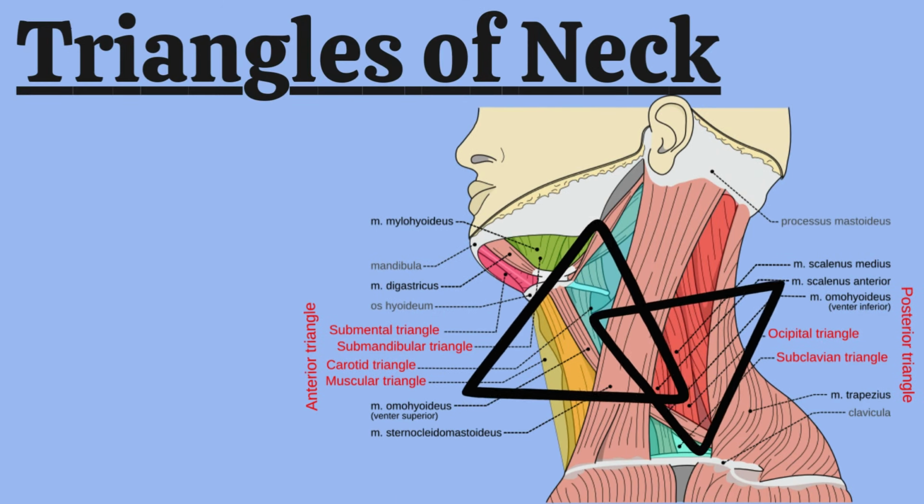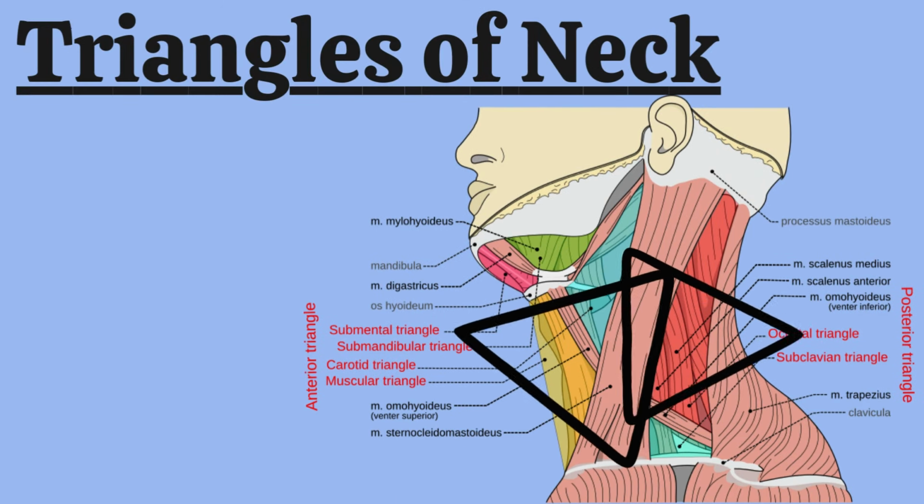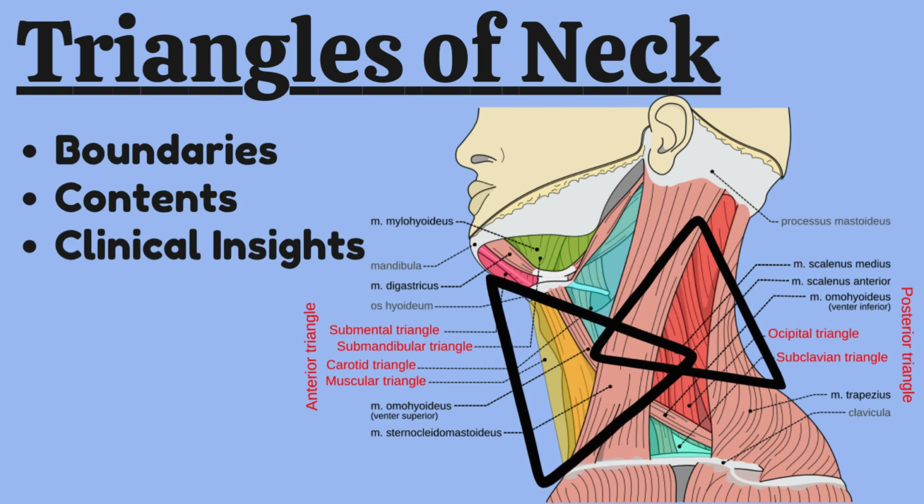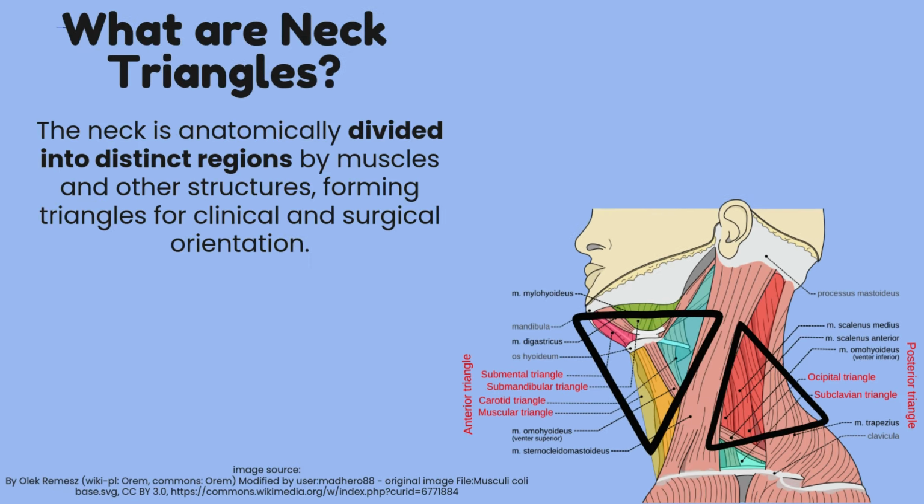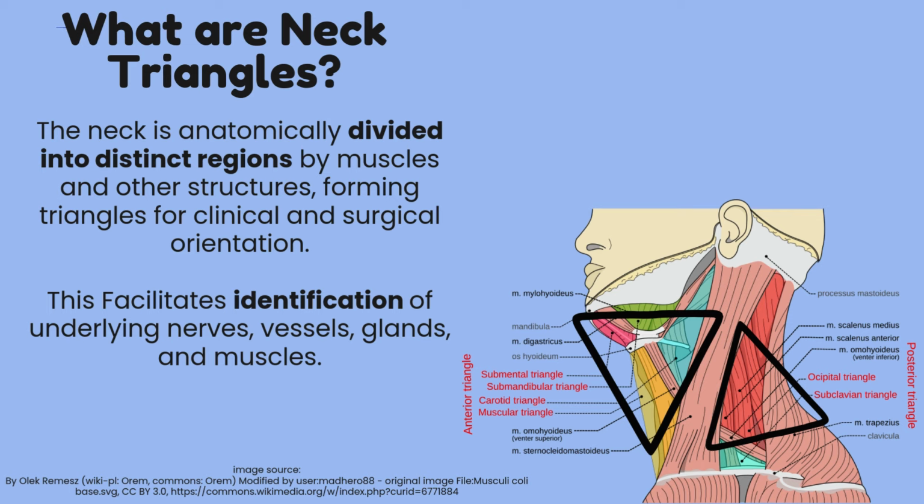In this lecture, we will discuss the triangles of the neck, their boundaries, contents, and clinical insights. What are neck triangles? The neck is anatomically divided into distinct regions by muscles and other structures, forming triangles for clinical and surgical orientation. This facilitates identification of underlying nerves, vessels, glands, and muscles.